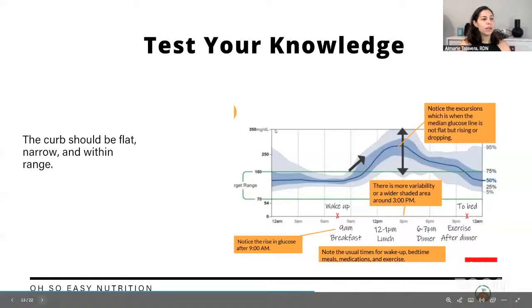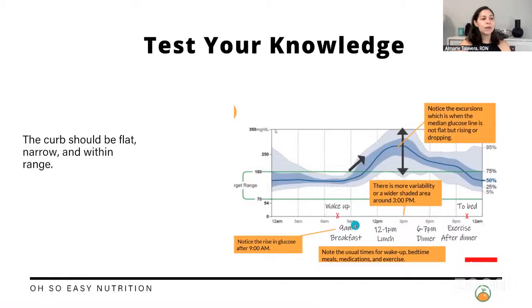So let's look at this example here. This person woke up around 8 a.m. They had breakfast at 9 a.m. We see that it went up and then it kept going up right at lunch, which was around 12 or 1. It went really, really, really high. Notice it's not flat at all. It continues to rise. It's way out of the target range.